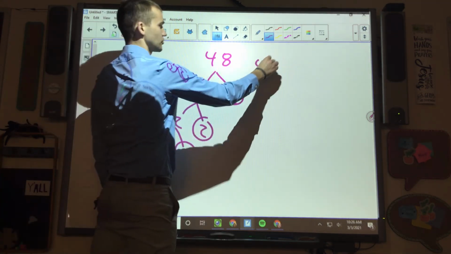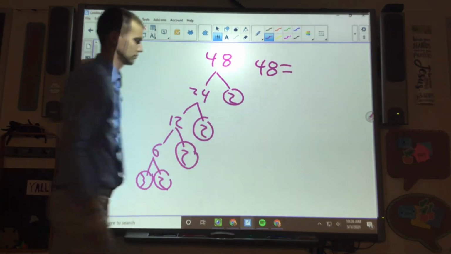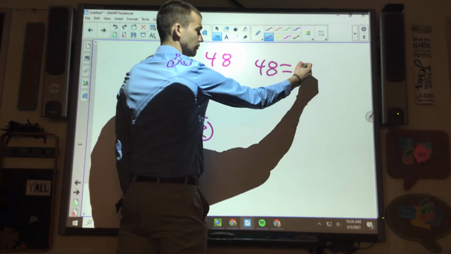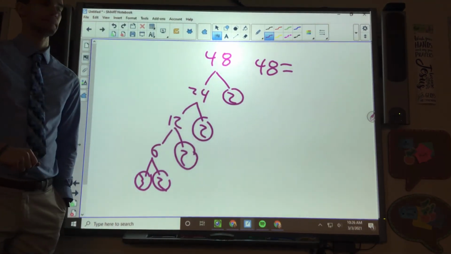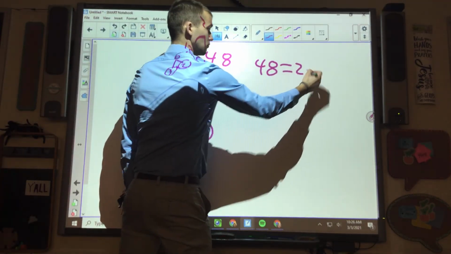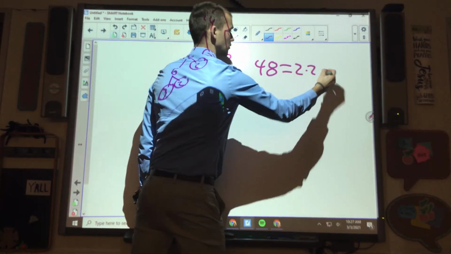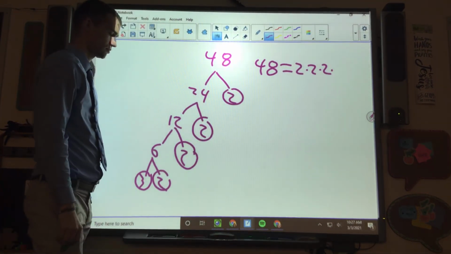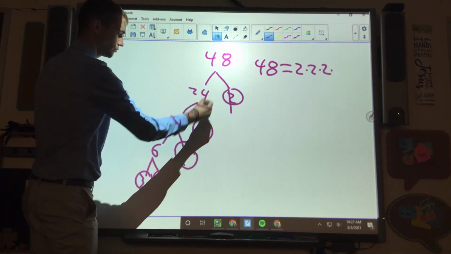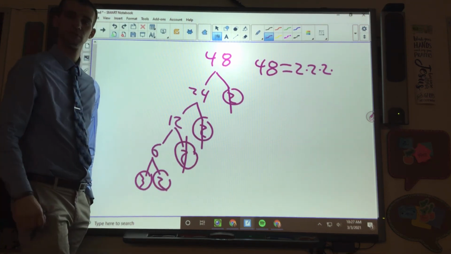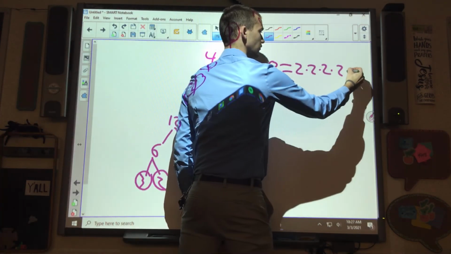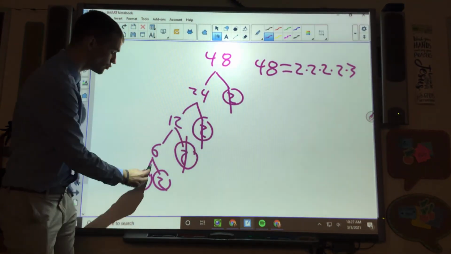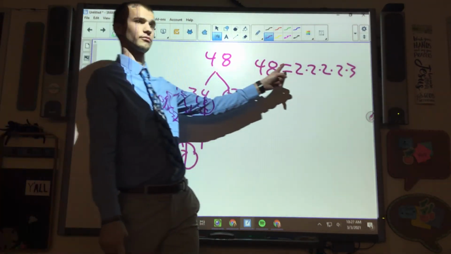So the prime factorization of 48 is 2 times 2 times 2 times 2 times 3. Last thing, do you have to put them in order from lowest number to highest number? No.